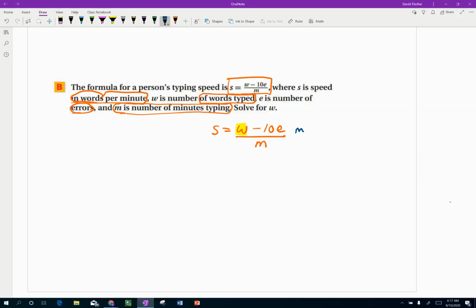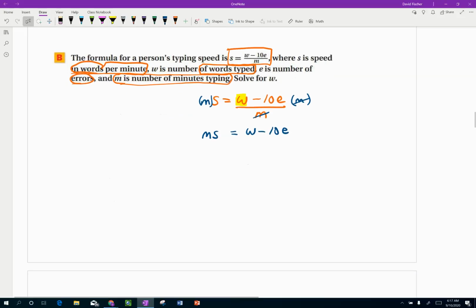So the opposite of divide by M would be a multiply by M. Over here they would cancel out, and I would have a W minus 10E. On this side, it would be just M times S. So I can just write MS, because if a letter is touching a letter, that would also mean times.